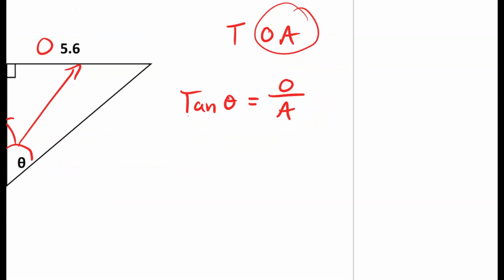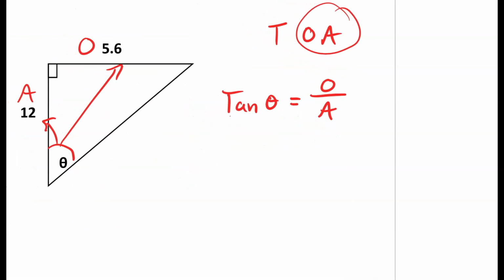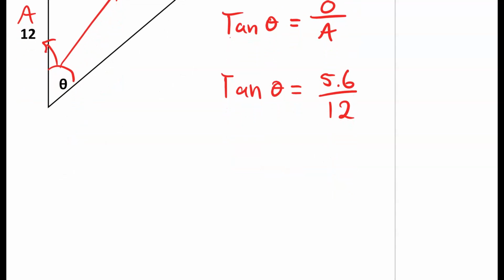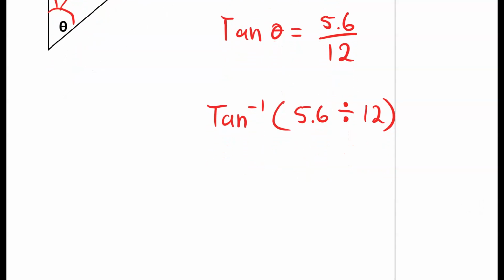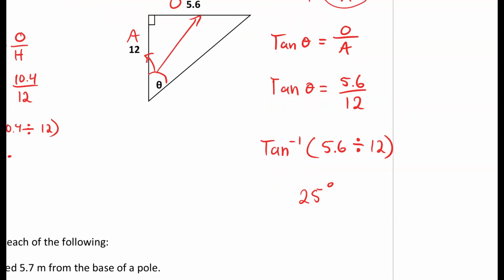So we have tan theta equals our opposite, which is 5.6, over our adjacent, which is 12. Now we want to do our inverse, which means we hit second function tan. So we have tan -1, and then we're going to be doing 5.6 divided by 12, and this is going to give us an angle of 25 degrees. So this is going to be our angle for this missing spot right here.